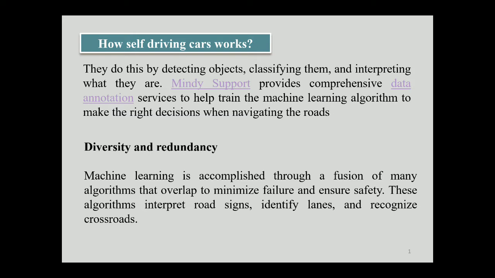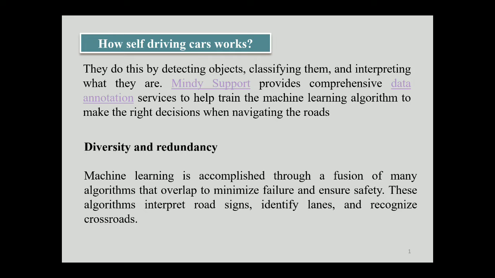So how do self-driving cars work? How exactly does it work? The driverless car can identify objects, interpret situations, and make decisions based on object detection and object classification algorithms. They do this by detecting objects, classifying them, and interpreting what they are. The next point is diversity and redundancy.